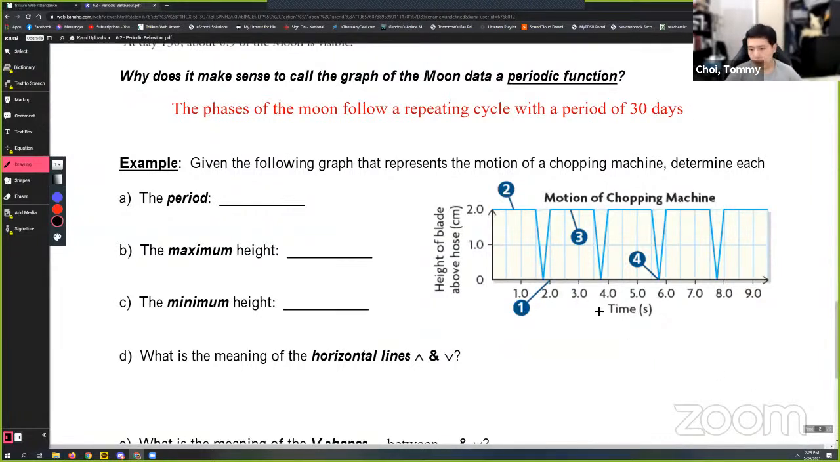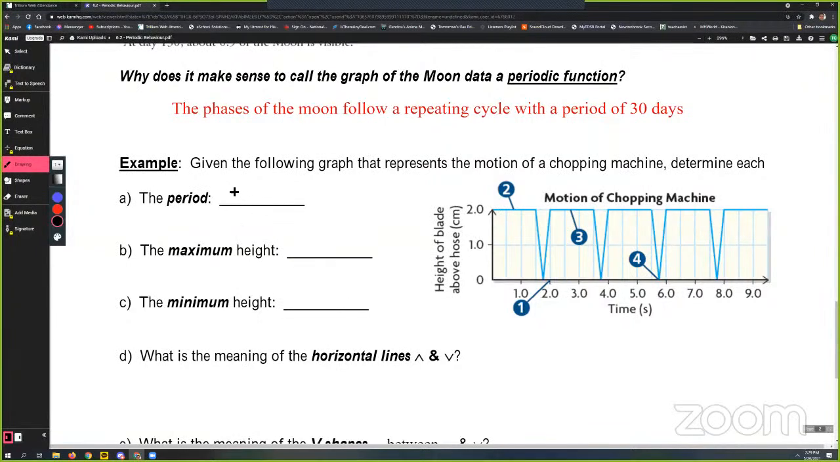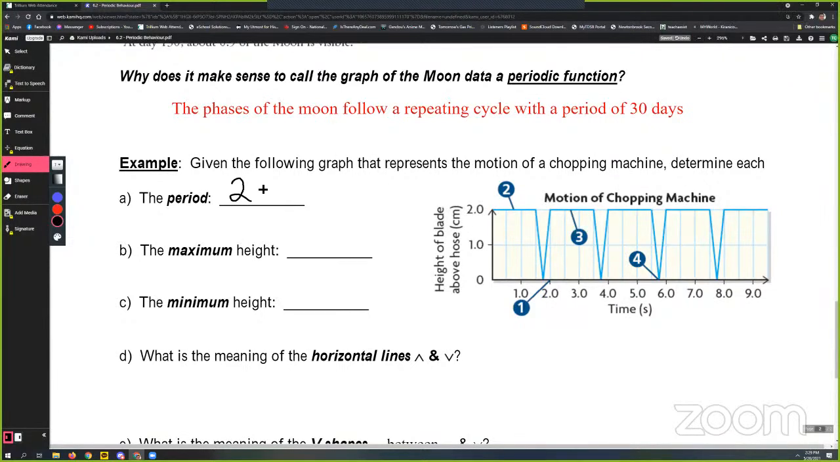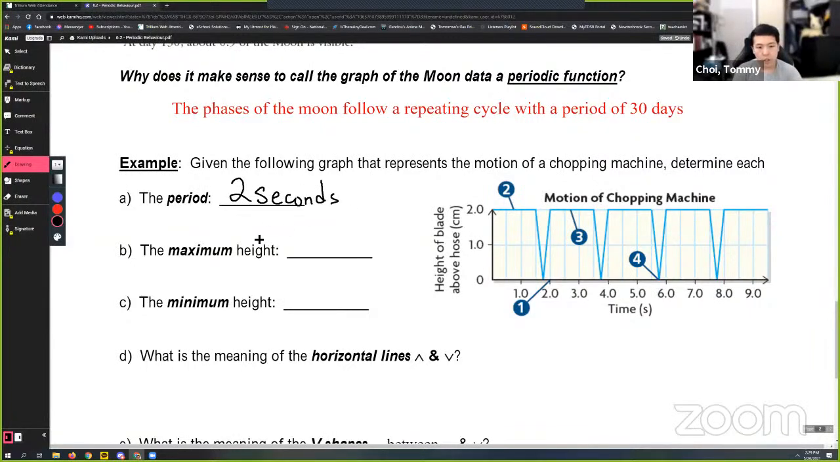Okay. Hopefully you are finished. Anyone want to take a stab at what the period is here? Is it 2? 2, and what's the units? Seconds or centimeters? No, seconds. That is right. Seconds is right. 2 seconds is the period. So when I ask you what the period is, we're looking at the x values here, right? 2 seconds is the period.